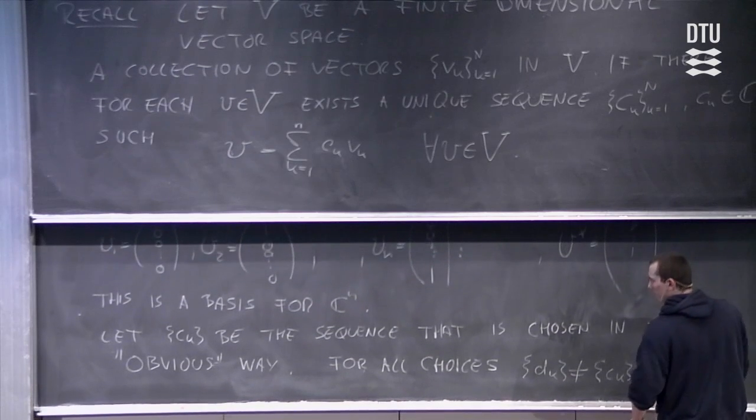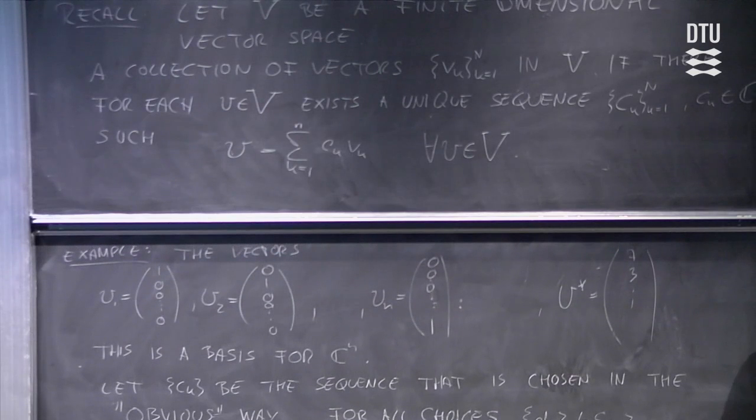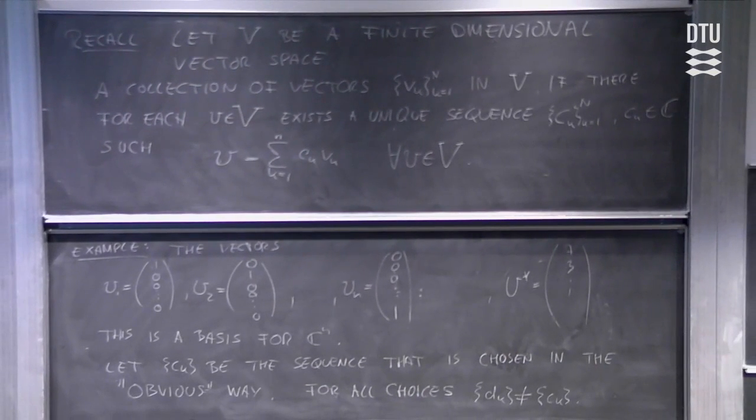I am running out of space. Yeah. Let's do it here. So if I choose my sequence in another way, well then of course the vector I get is also different. And I just want to write that down.